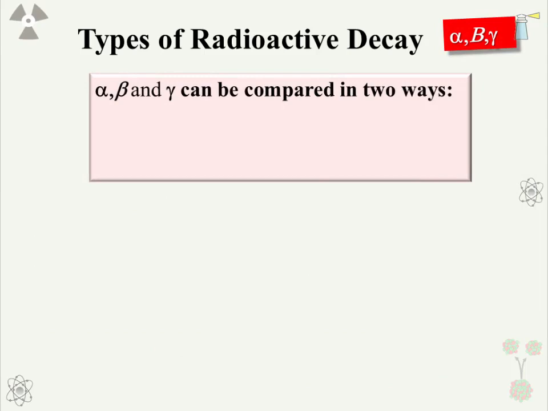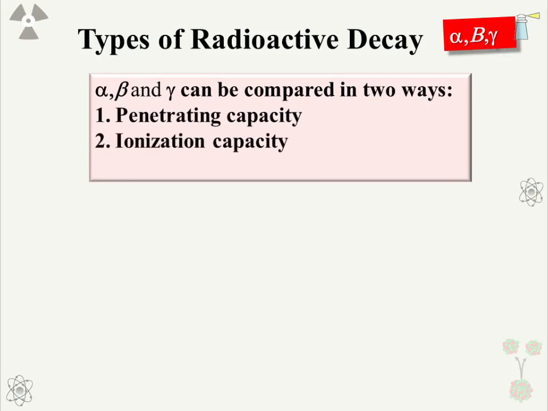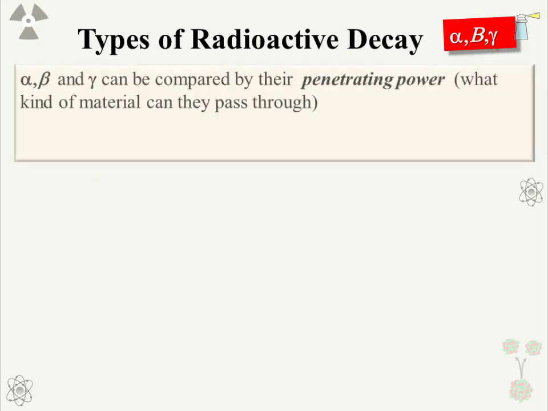The three types of decay can be compared in 3 ways. First is in their penetrating capacity. The second is in their ionizing ability. And the third one is the ability to be deflected in an electric field. First is the comparison made by penetrating power.